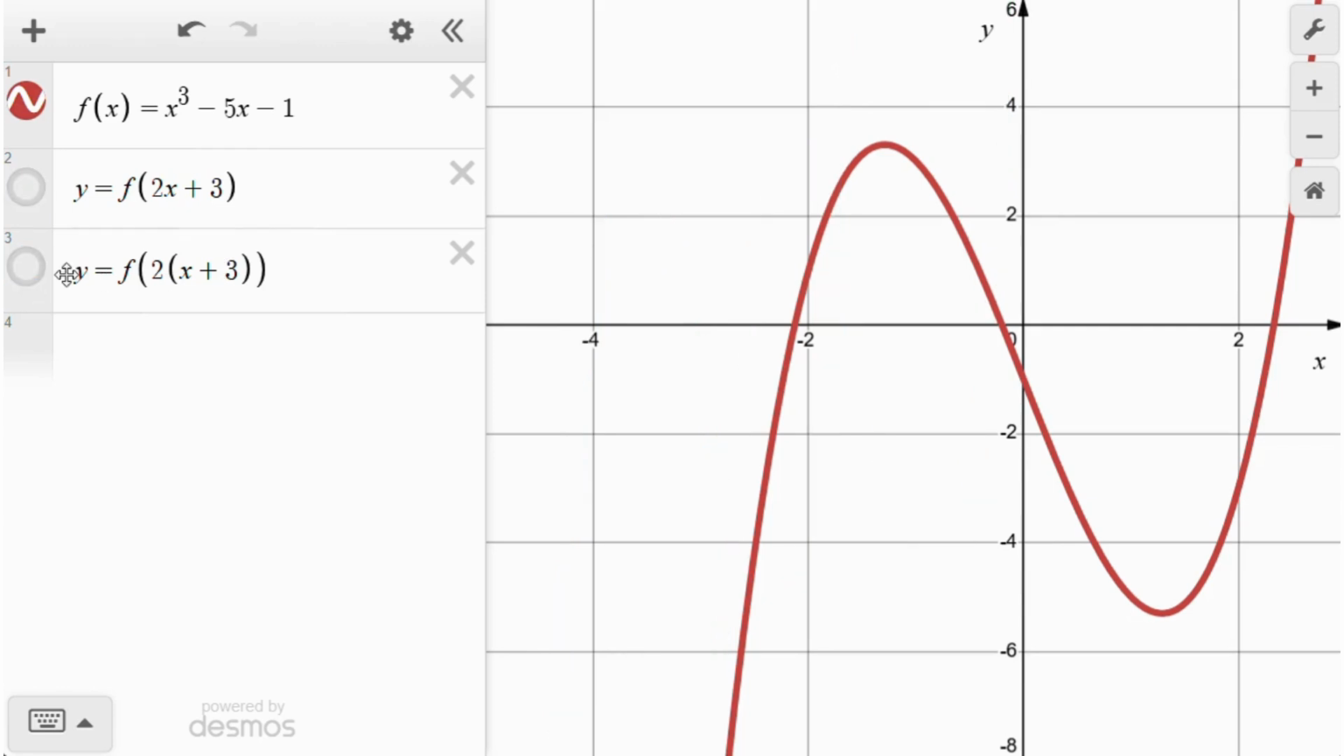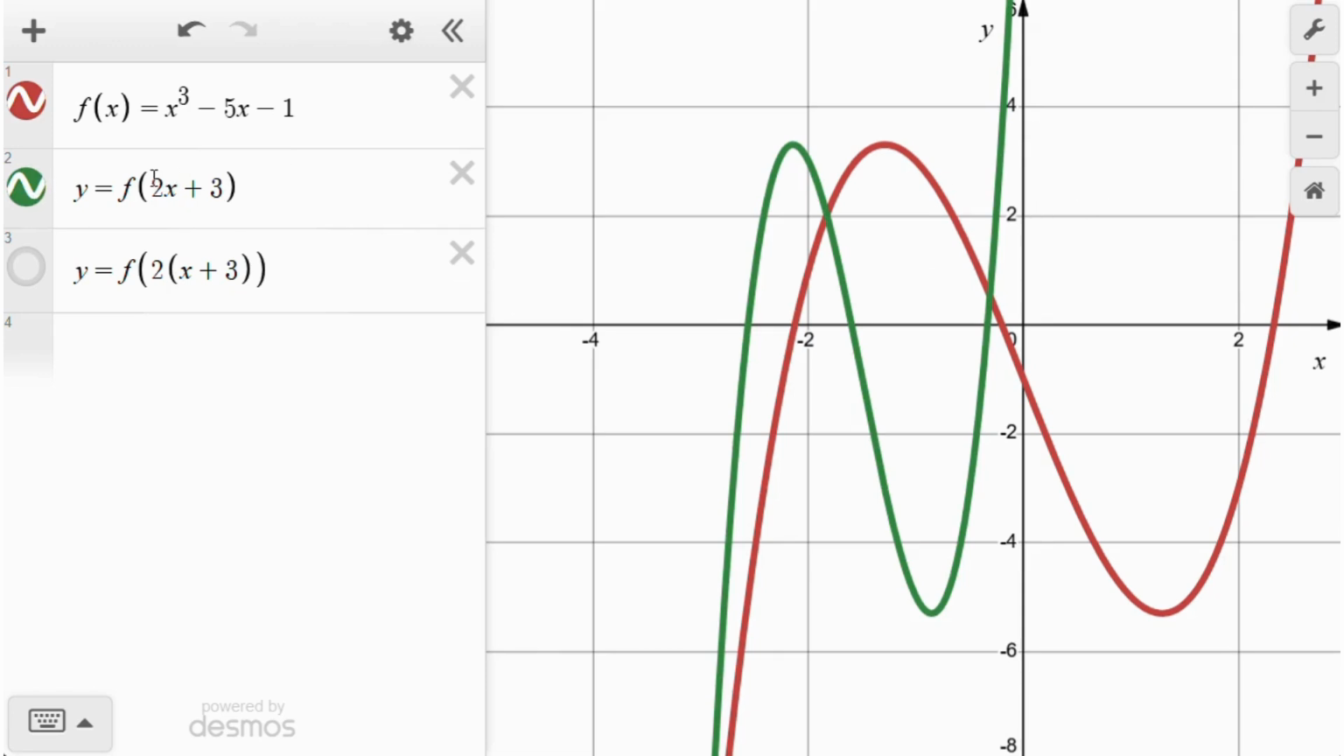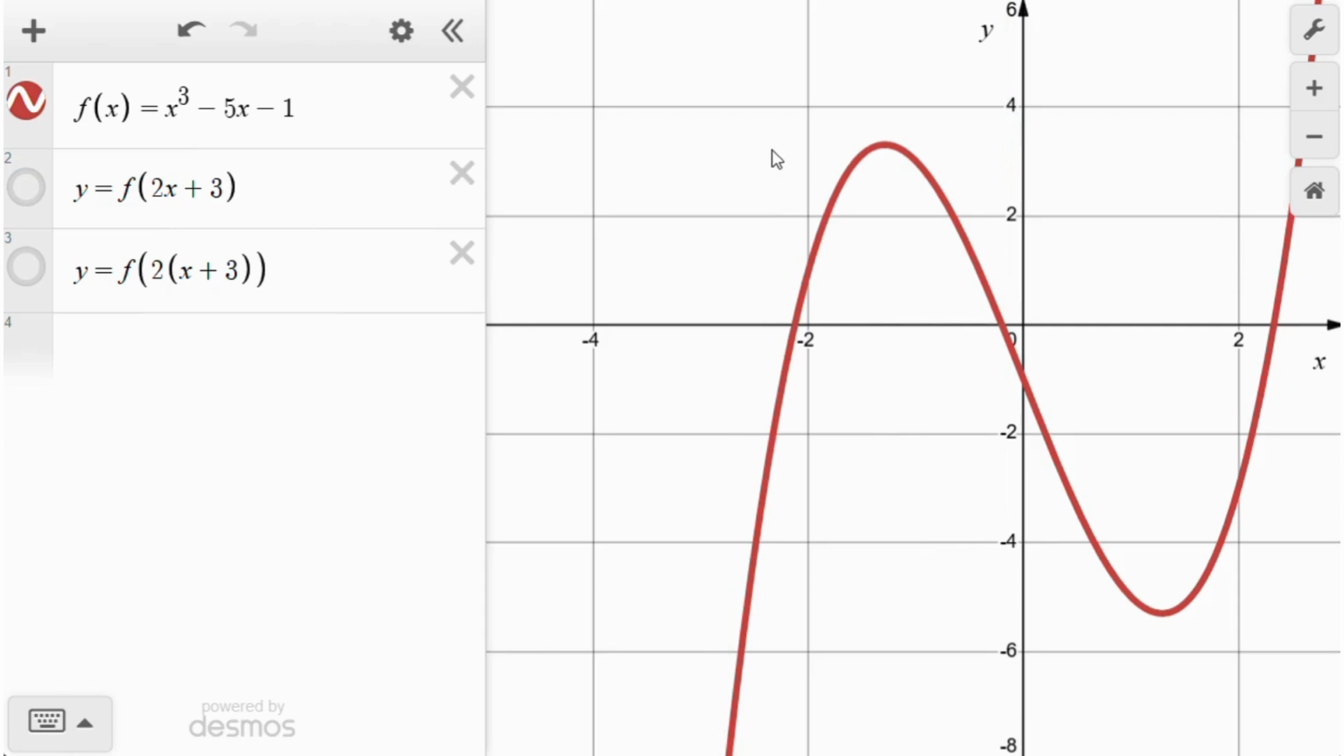The question is, in what order do the transformations happen in each of these cases? We've got a multiply by 2, which makes us think a stretch by a factor of 1/2 in the x direction. And we've got a plus 3, which makes us think of a translation by -3 in the x direction. So let's think about this one first. What is happening first? Well, let's think, what do we want to happen first?